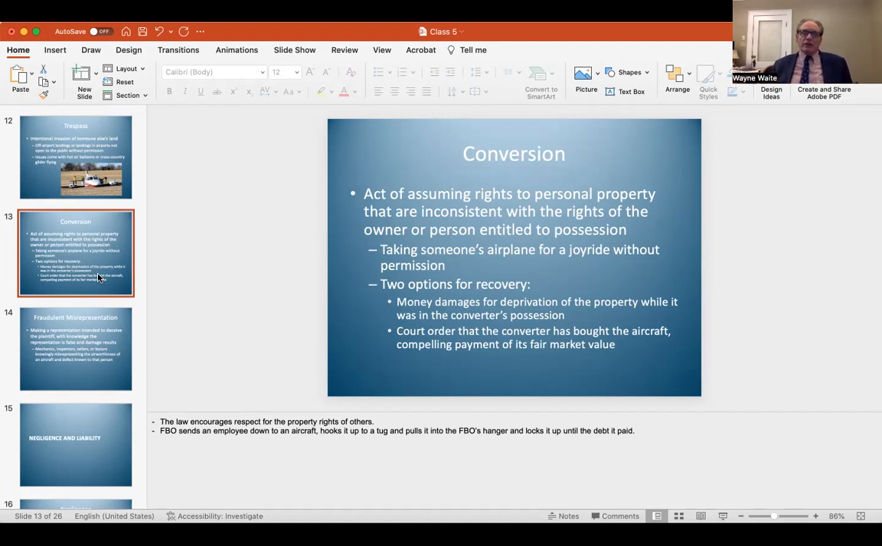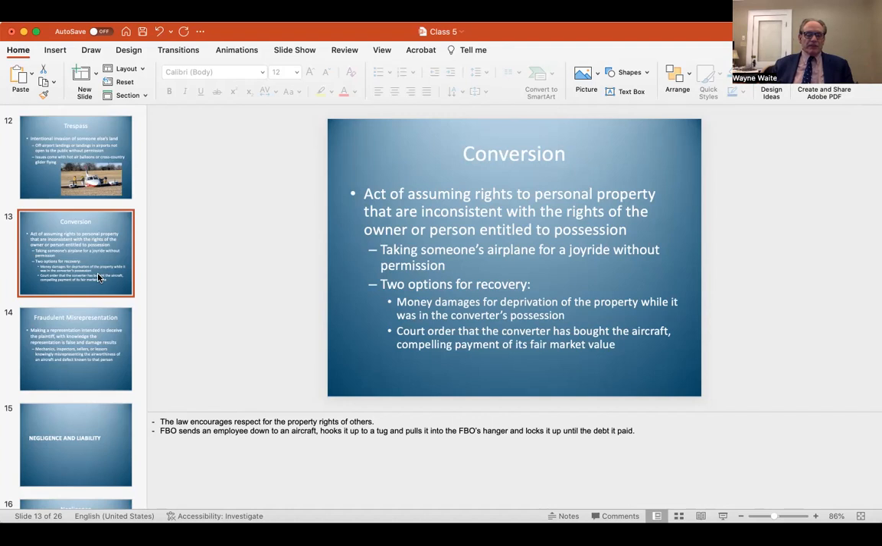So two options for recovery: money damages for deprivation of the property while it was in the converter's possession, and a court order that the person who took the property, the converter, has bought the aircraft, if it's an aircraft to take, compelling payment of its fair market value. So the law really encourages respect for property rights of others.